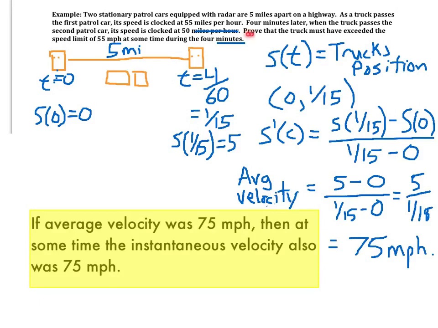So since we were asked to prove that the truck must have exceeded the speed limit of 55 miles per hour at some time during the 4 minutes, we know if the average velocity was 75 miles per hour, then at some time the instantaneous velocity, which is s prime of t, also must have been 75 miles per hour, which exceeds the speed limit of 55.